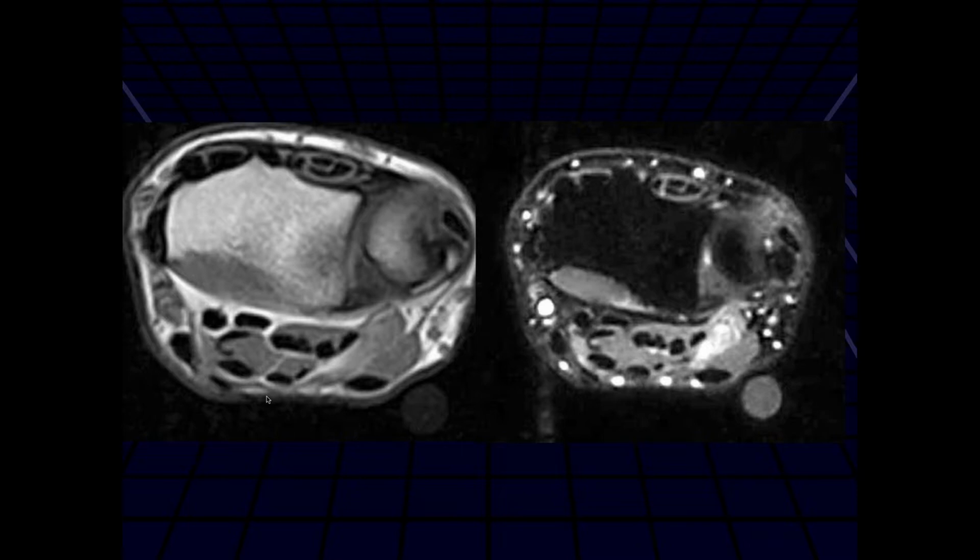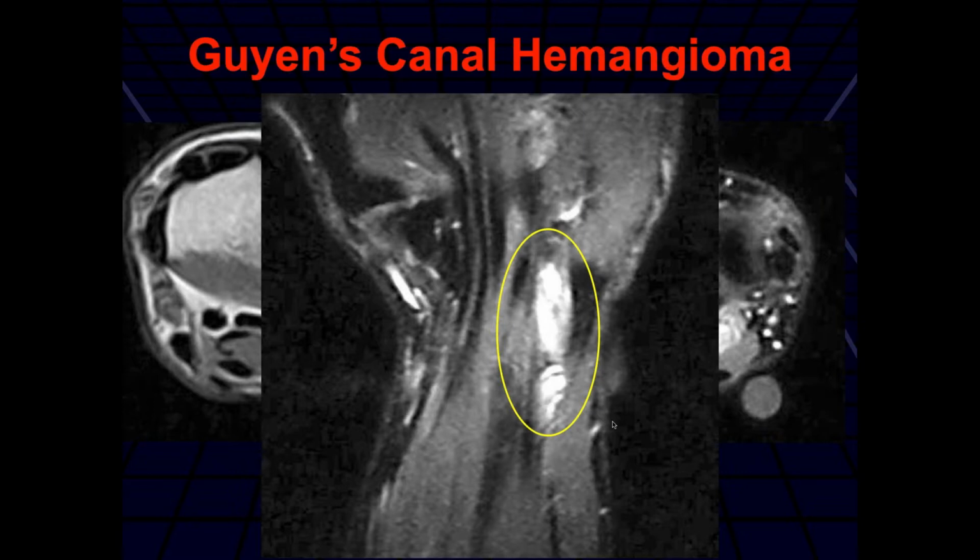All right, so at the level of the Guyon canal, you see heterogeneous soft tissue with a little bit of increased signal, just deep to the flexor carpi ulnaris. It's following the course of what I assume to be the artery, but it's just a hemangioma. Okay.